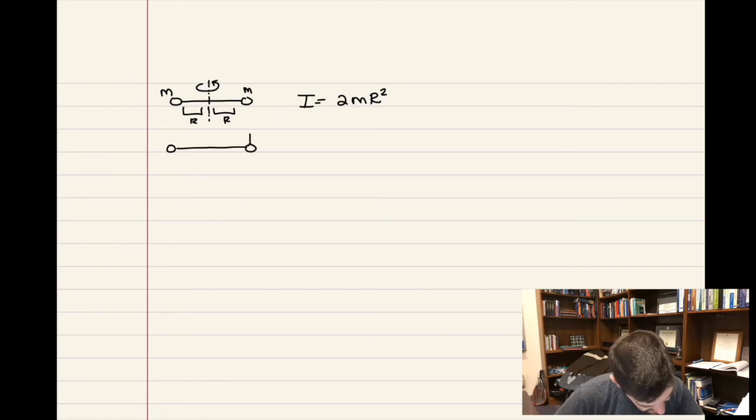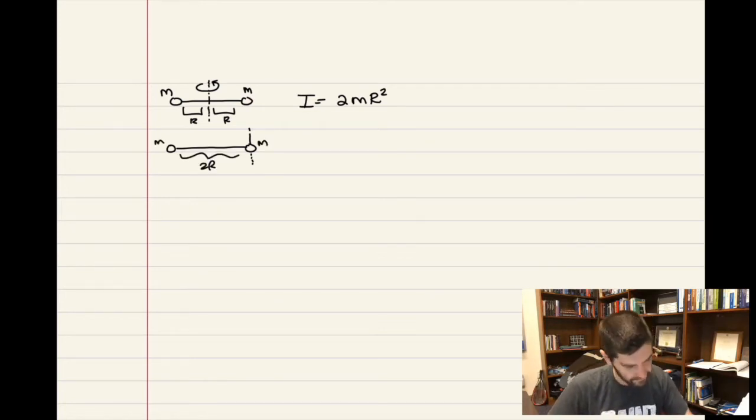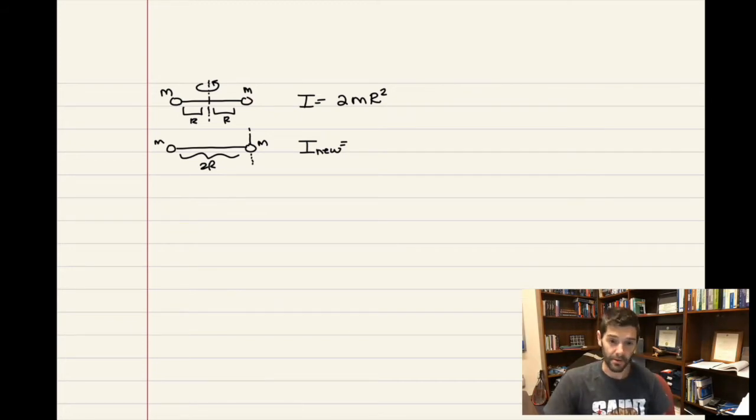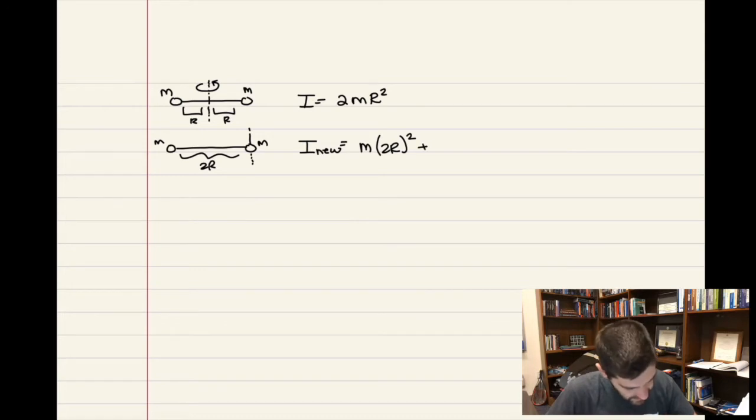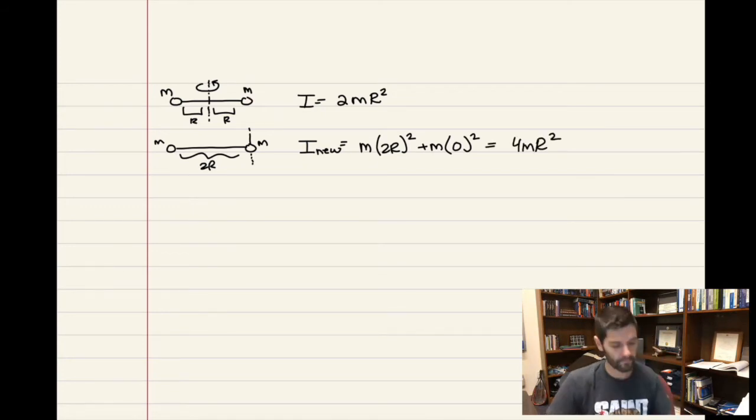Now suppose I shifted the rotational axis here. So now this is a distance 2r with m and m. Since it's just two balls, I could just do it the old way and just add up mr squared for both. So I would do the mass of the ball on the left-hand side times the square of the distance it is from the rotation axis. So that's 2r all squared. And then the mass on the right times the distance it's from the rotation axis, which is 0 squared. So in this case, this is 4mr squared.